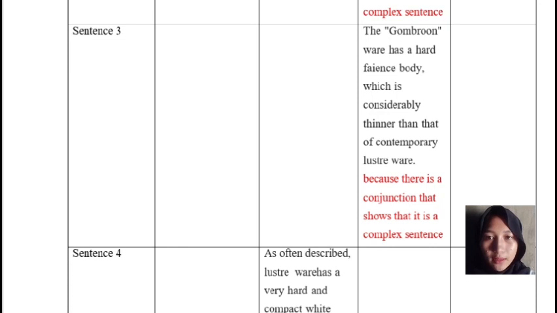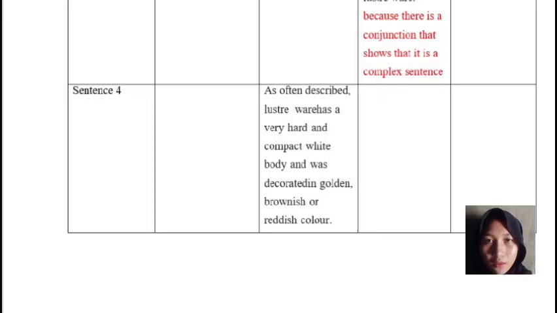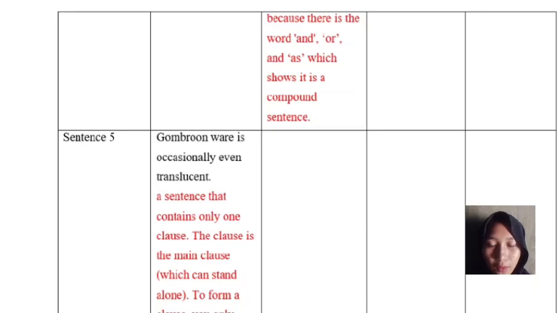Sentence 3, complex sentence. Gombron has a hard, fritted body, which is considerably thinner than that of contemporary lustre ware, because there is a conjunction that shows that it is a complex sentence. Sentence 4, compound sentence. As often described, lustre has a very hard and a complex white body and was decorated golden, brownish or reddish in color, because there is the word "and," "or," and "as," which shows it is a compound sentence.